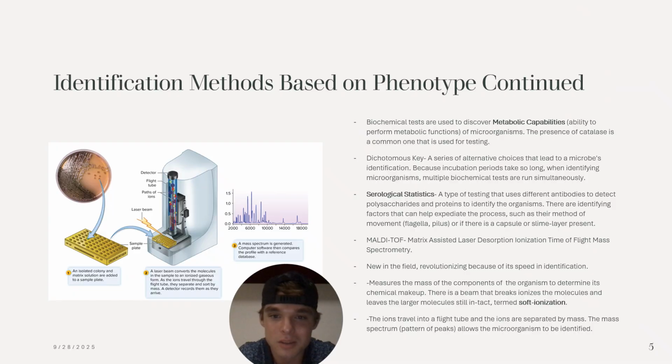Biochemical tests are used to discover metabolic capabilities, which is the ability of microorganisms to perform metabolic functions. The presence of catalase is a common one that is used for testing. A dichotomous key is a series of alternative choices that lead to microbe identification. Because incubation periods take so long when identifying microorganisms, multiple biochemical tests are run simultaneously.